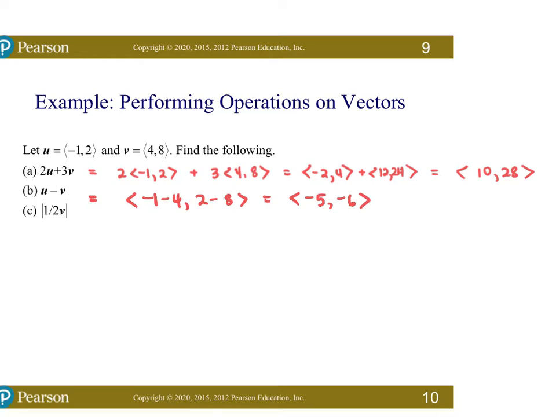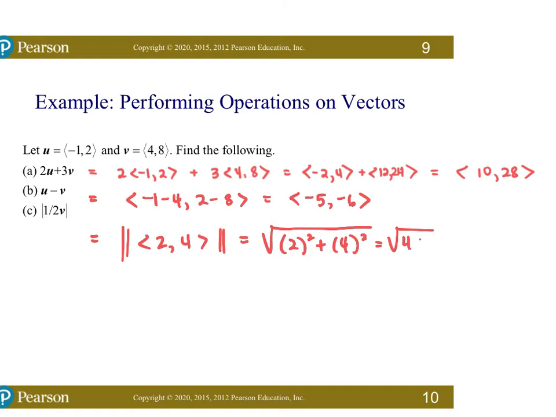Now C is a magnitude question. So we first have to find half of vector v. And so half of vector v would be 2, 4. So there's the half part, and then we find 2 squared plus 4 squared. So we're looking at 4 plus 16. So the square root of 20. So that's a magnitude of 2 root 5.